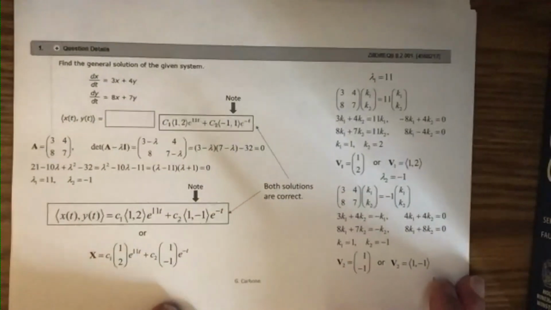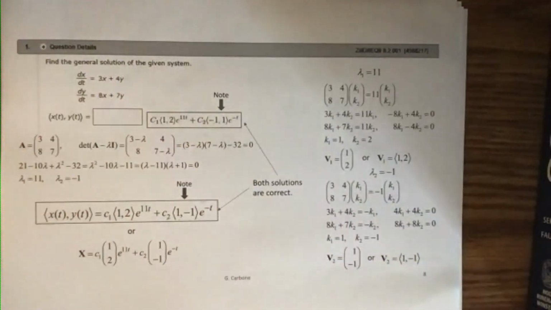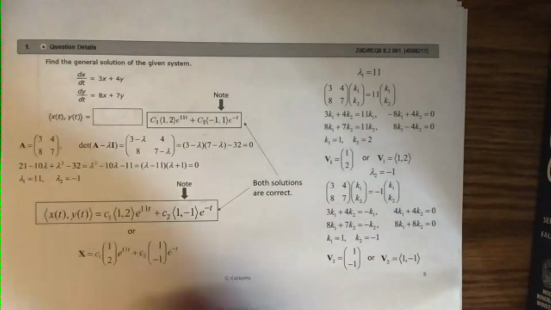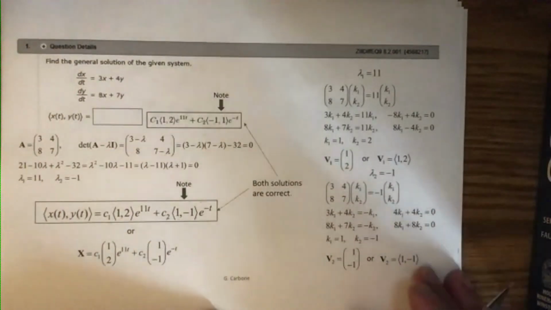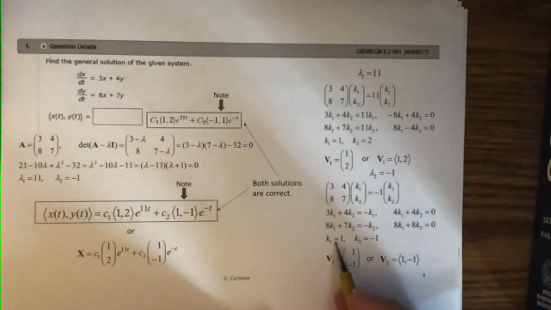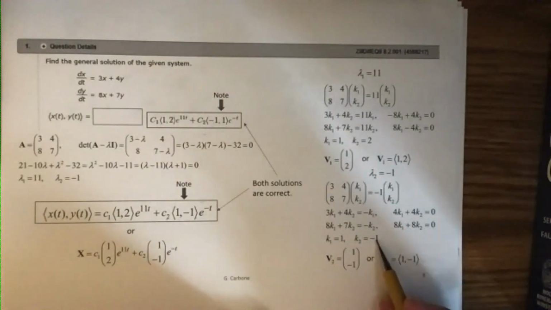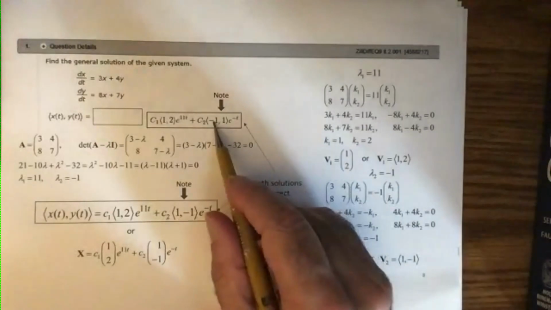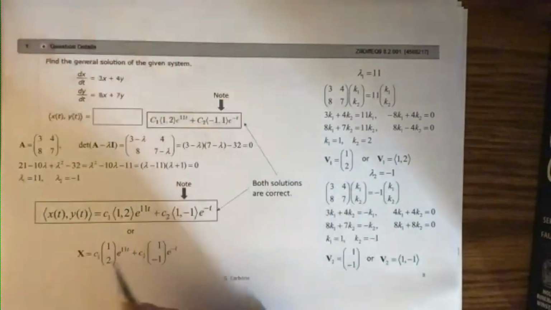But I wanted to show you here that in this case, if I chose K1 to be minus 1, which I could, then K2 would be plus 1, and then I would get this.